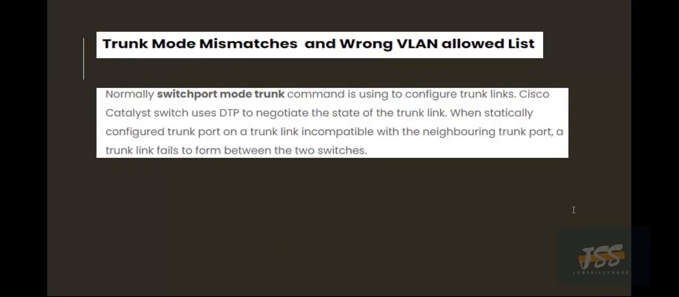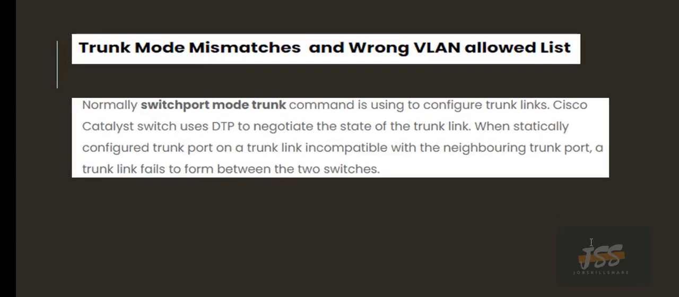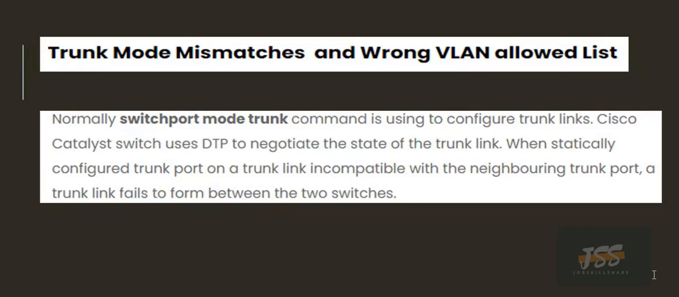As you know, trunk mode mismatches are a very important factor in the problems that arise in the local area network. We normally use the switchport mode command to configure the trunk. Catalyst switches use DTP, Dynamic Trunking Protocol, to negotiate the state of the trunk link. So when a statically configured trunk port is incompatible with the neighboring trunk port, a trunk link fails to form between the two switches.